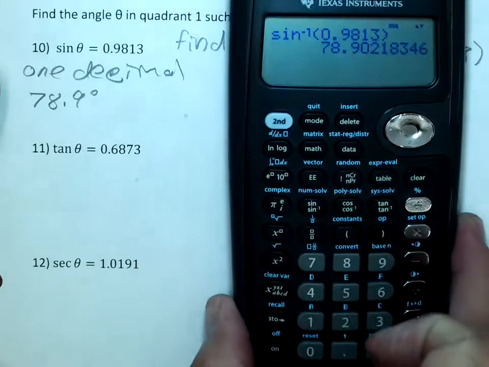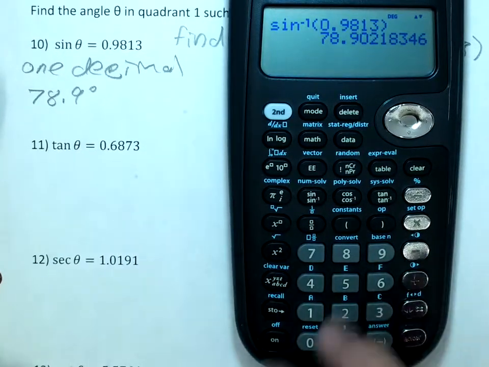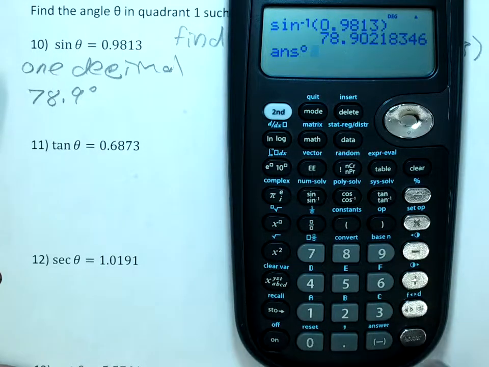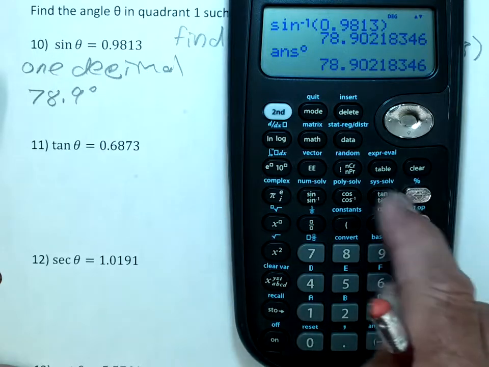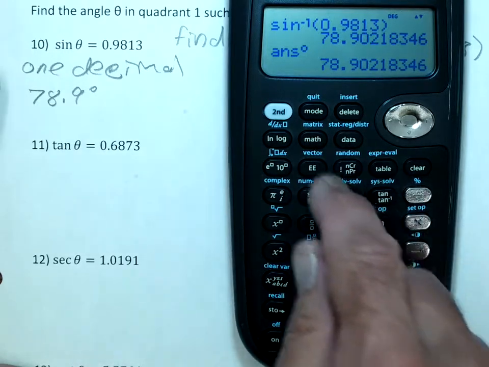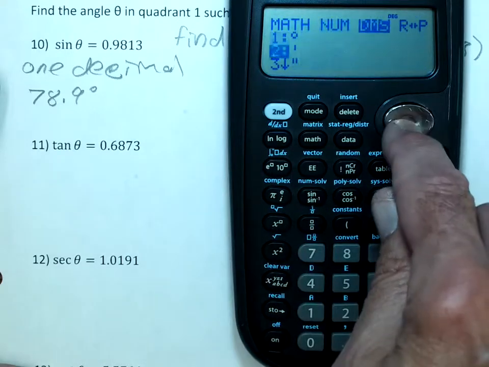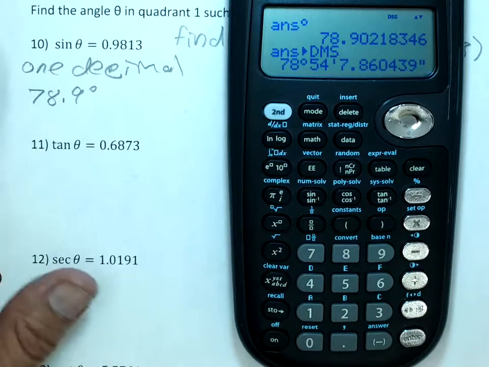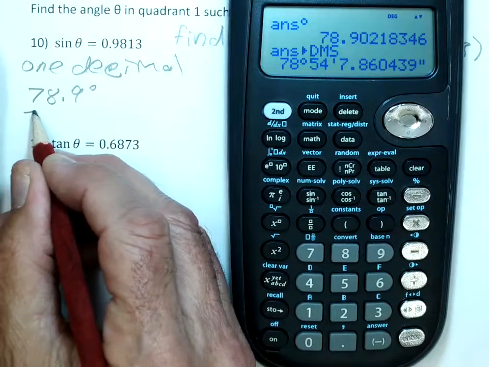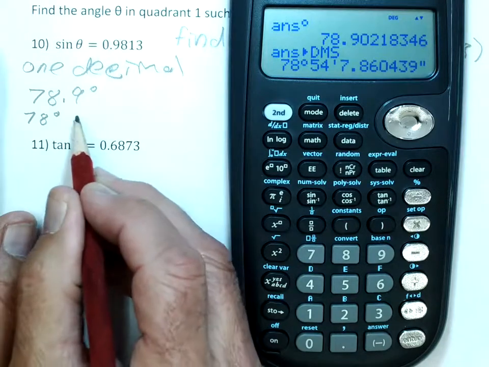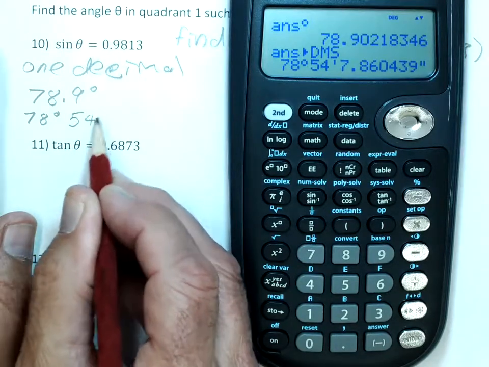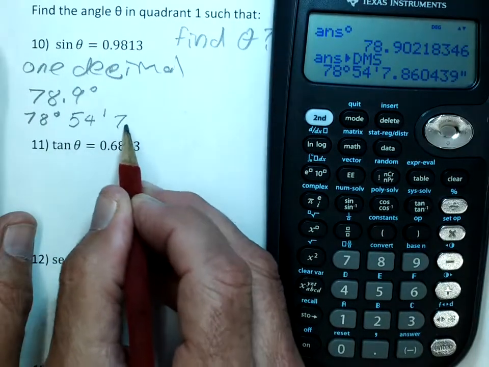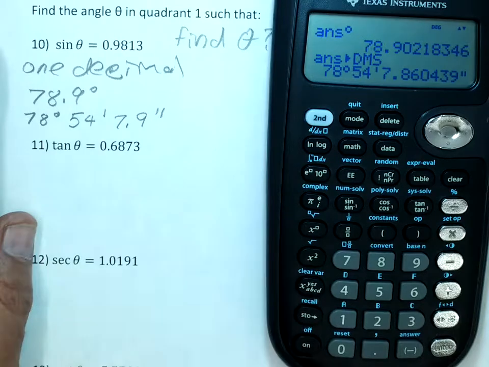That's a decimal. Let's convert it to degrees, minutes, seconds. I'm going to hit math. A lot of these are going to say write the answer in degrees, minutes, seconds. And it didn't do it. So what did I do wrong? There we go. So in degrees, minutes, seconds, 78 degrees, 54 minutes. And again, we're just going to go 1 decimal place, so 7.9 seconds.